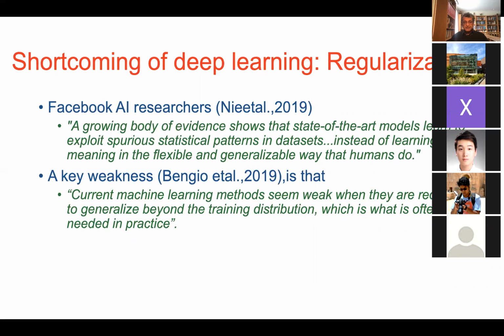State-of-the-art models are not flexible and generalizable like human beings, and this weakness was pointed out by the deep learning researcher Bengio, saying that current machine learning methods seem weak when they are not able to generalize beyond the training distribution, which is what is needed in practice.